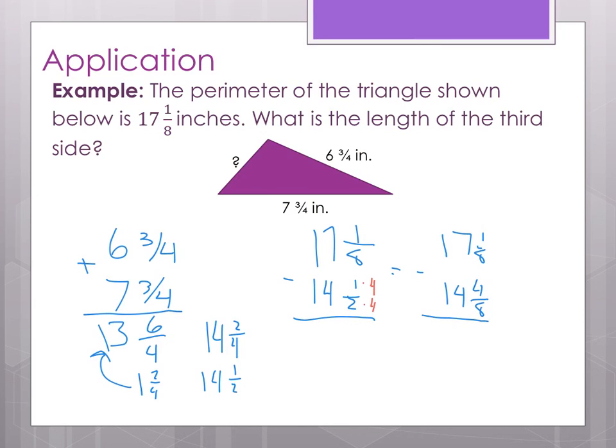But again, I have an issue here where I need to borrow. I can't do 1 minus 4, so I need to borrow 1 from here. I'm going to change this to 16, and then I'm going to add that 1 in as 8 over 8 this time. So my new fraction will be 9/8, and still subtracting the 4/8. Okay, when I subtract my fractions, 9 minus 4 will give me 5/8. And then I'll subtract my wholes. 16 minus 14 will give me 2. So the unknown side in this problem here is going to be 2 and 5/8.